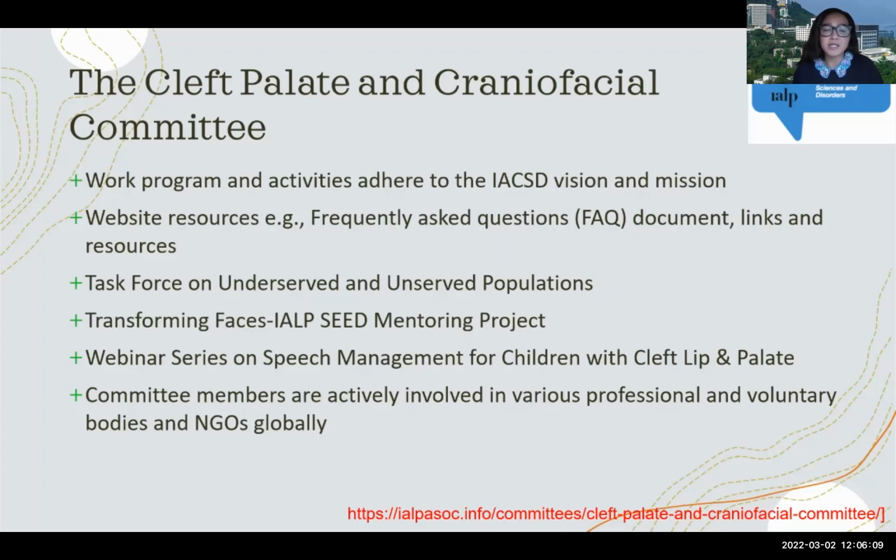Members are also part of the task force on the underserved and unserved populations of the IALP. In this work, members have produced a chapter on needs and strategies in cleft lip palate aimed at the general public and government officials. Certain members of our committee have also been very active mentors of the Transforming Faces and IALP Seed Mentoring Project, mentoring speech therapists from countries such as Ghana, Uganda, India, Sri Lanka, and Ethiopia. Committee members are also very actively involved in various professional and voluntary bodies and NGOs globally, facilitating networking and collaborative international work.